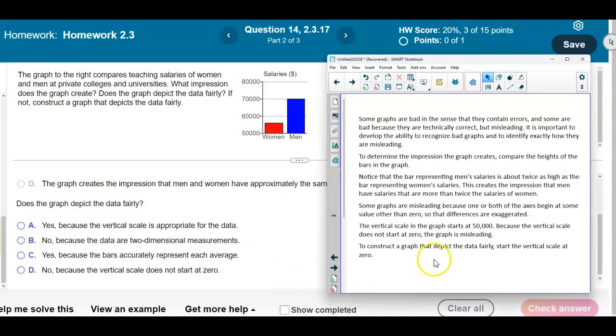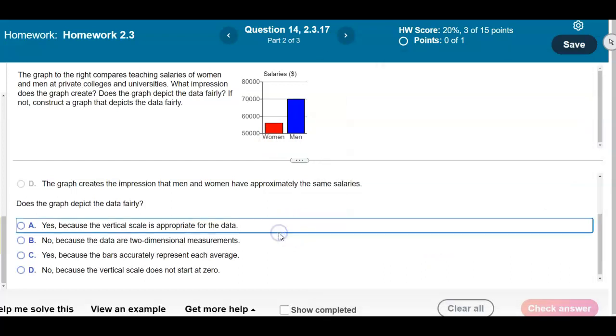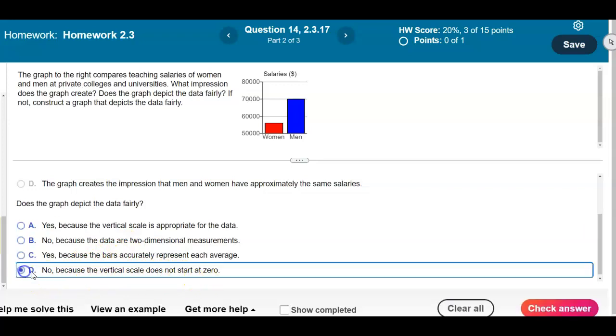Well, again, we say that it's not fair, and the reason why is because the vertical scale in the graph starts at 50,000. Because the vertical scale does not start at 0, the graph is misleading. So we would say, does the graph depict the data fairly? Well, it says no, because the vertical scale does not start at 0.